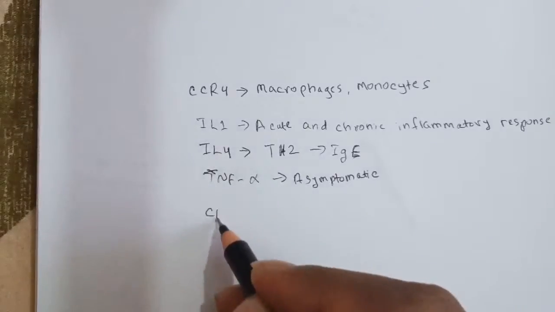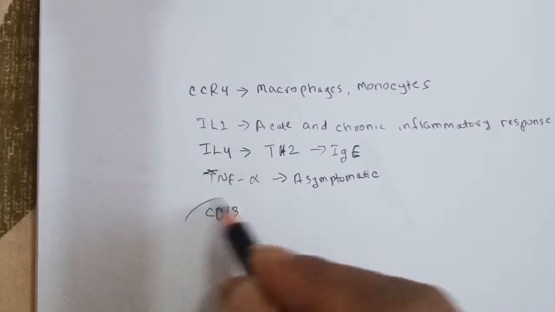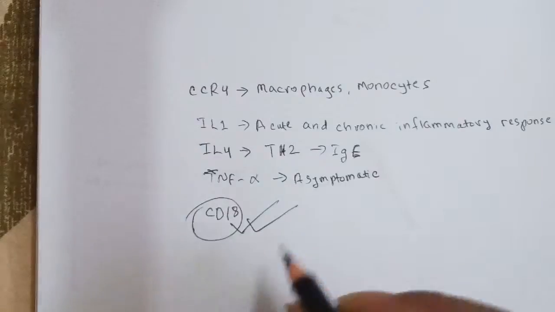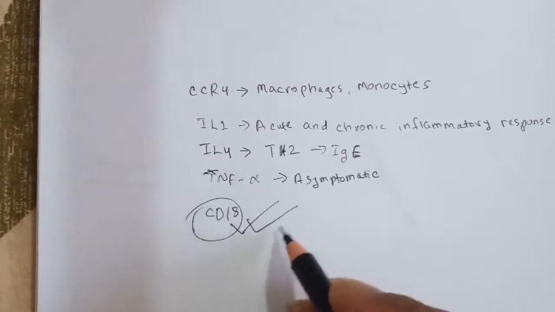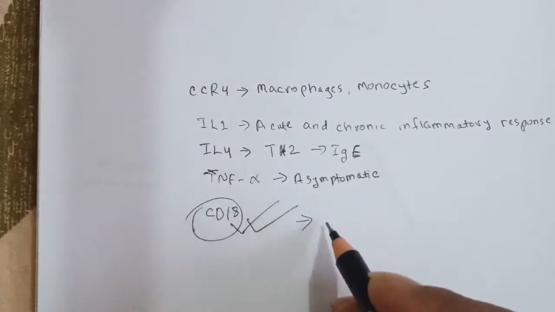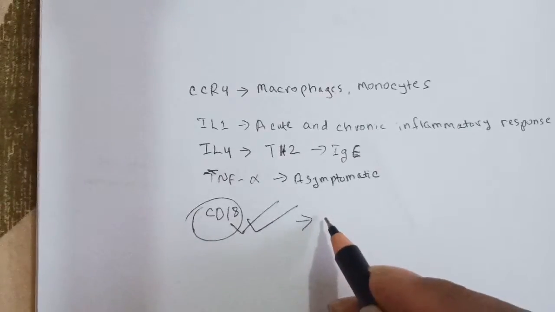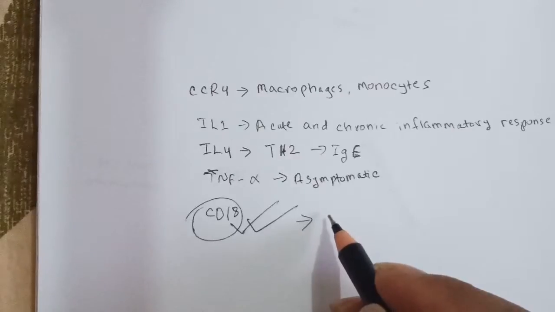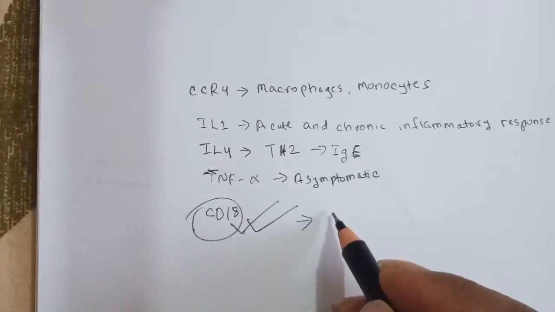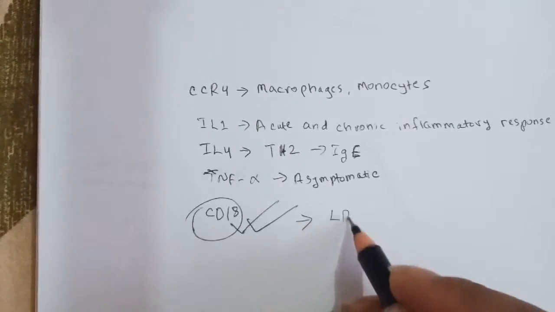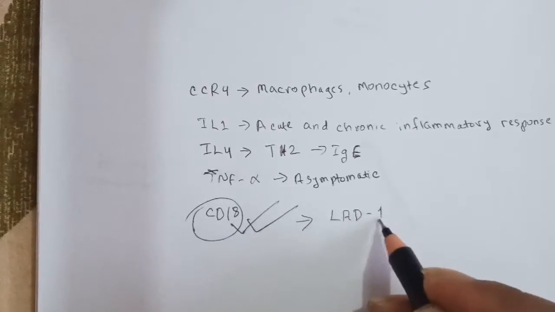So CD18, which was the option, that is the answer. Why? Because CD18 deficiency, we know, is associated with leukocyte adhesion deficiency type 1. It is associated with leukocyte adhesion deficiency type 1.